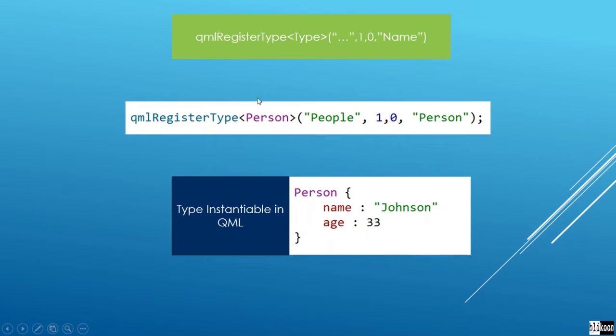The first type we saw is this one, and it is probably the easiest one to understand. You use it to register a type that you intend to instantiate in QML. For example, here we are registering a person type, and we want to create person types in QML like this. This is easy to understand.